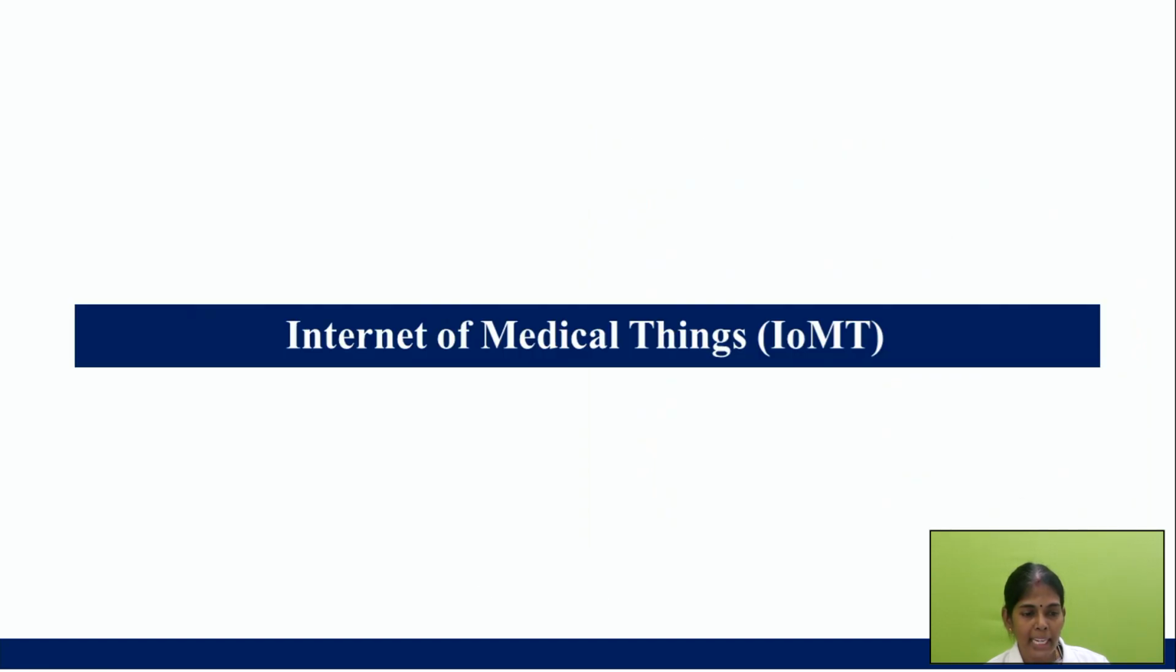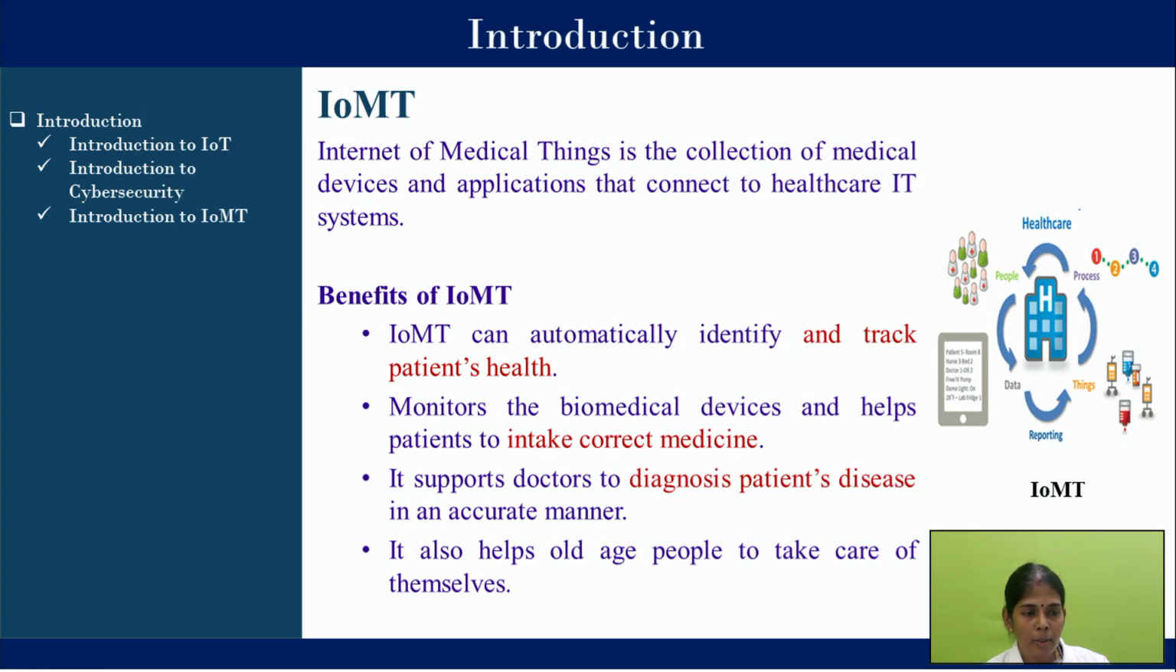Next, we are going to see about Internet of Medical Things. Internet of Medical Things is the collection of medical devices and applications that are connected to healthcare IoT systems. There are benefits of IoMT. IoMT means Internet of Medical Things can automatically identify and track patient health details, monitor biomedical devices, help patients to take the correct medicine or not, support the doctor to diagnose the patient's diseases in an accurate manner, and also help old age people to take care of themselves.